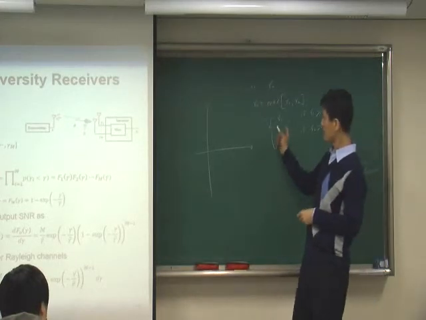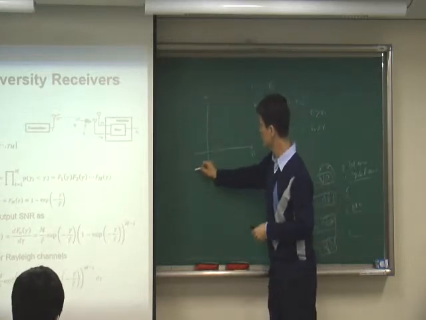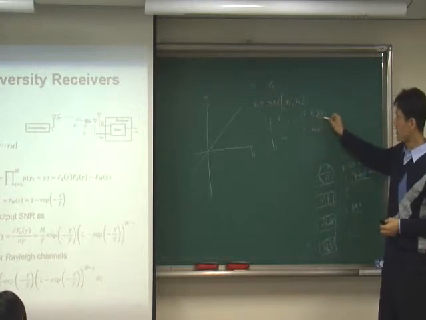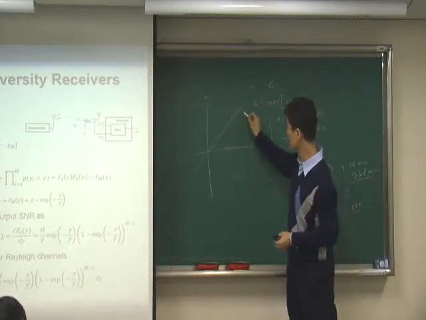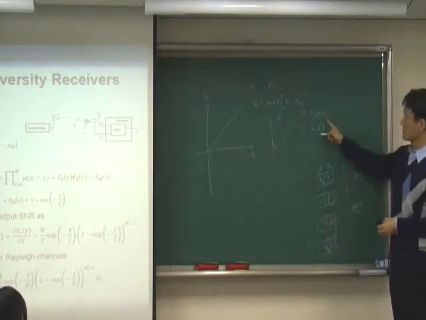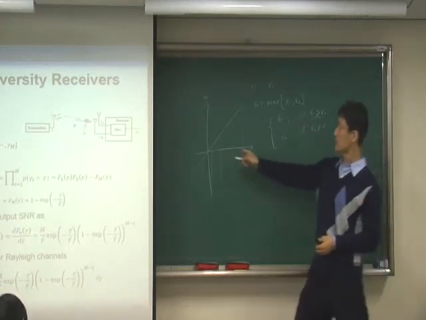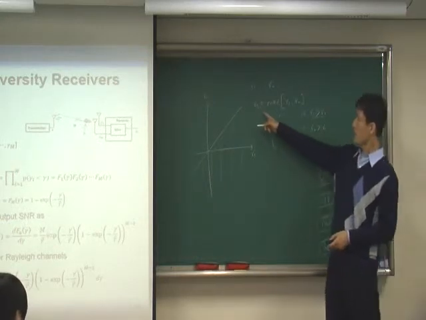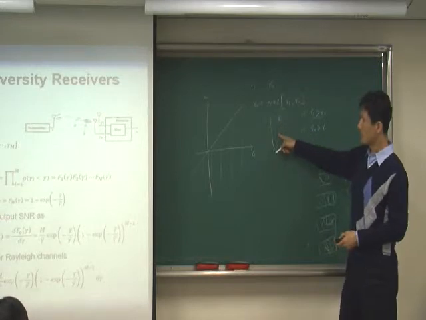So now let's plot this in the gamma 1, gamma 2 plane, just to visualize. In this case, gamma 1 is higher than gamma 2. That's the case of this area, the lower area. And in the second case, gamma 2 is higher than gamma 1, that's the upper area. Now the output SNR is equal to gamma 1.